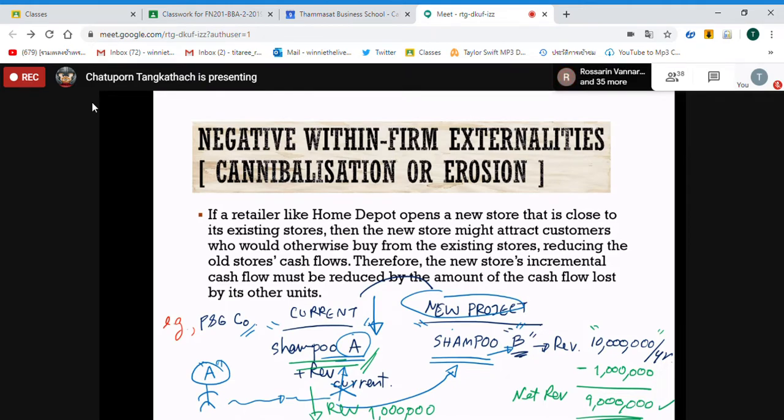Any questions for this one? Is it okay? This is what we call cannibalization or erosion. This is negative externality or negative side effect.